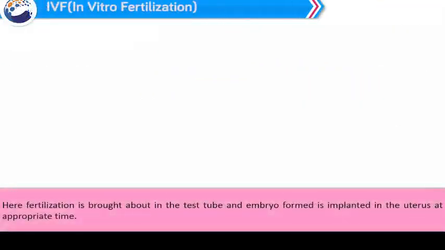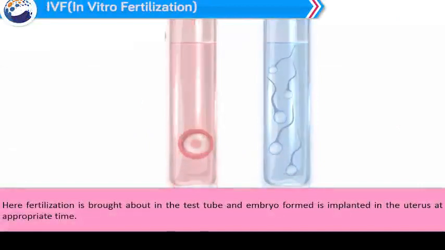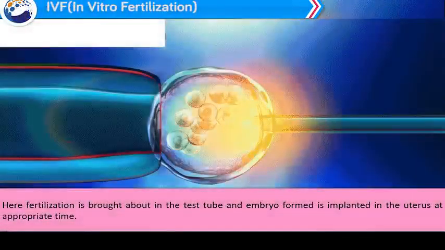1. IVF. In vitro fertilization. Here, fertilization is brought about in the test tube and embryo formed is implanted in the uterus at appropriate time. In problems like less sperm count, obstacles in the oviduct, etc.